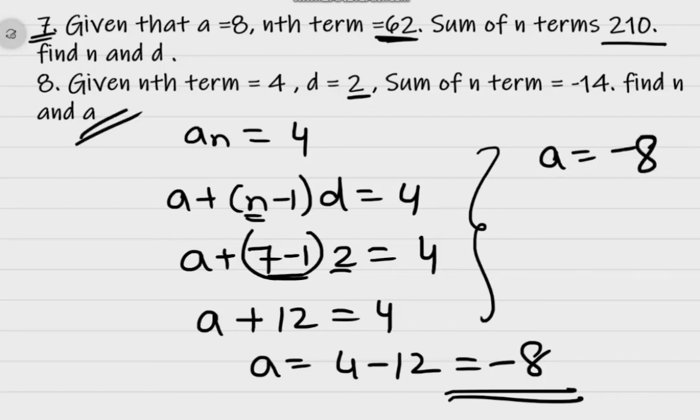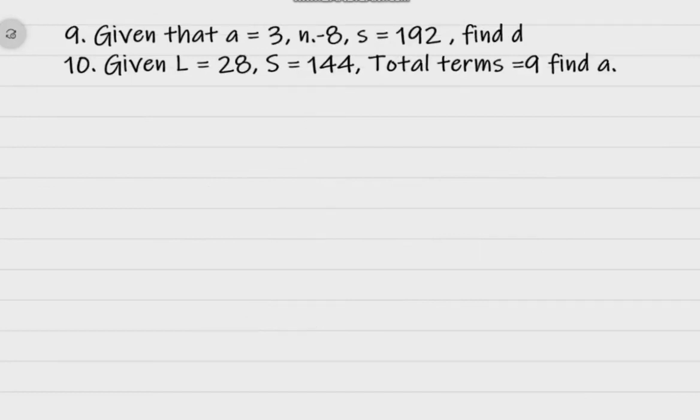So you have got the value of a, and what was the value of n? N was equal to 7. We have just calculated it. Now let us see question number 9.